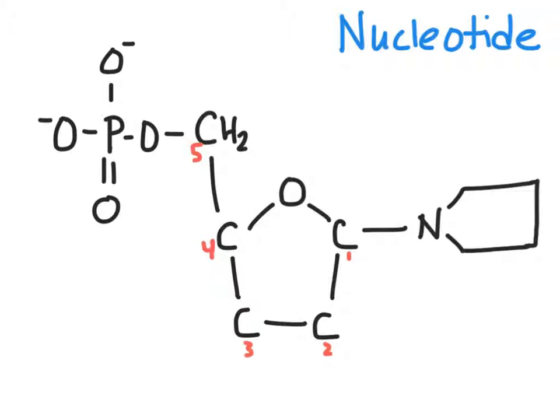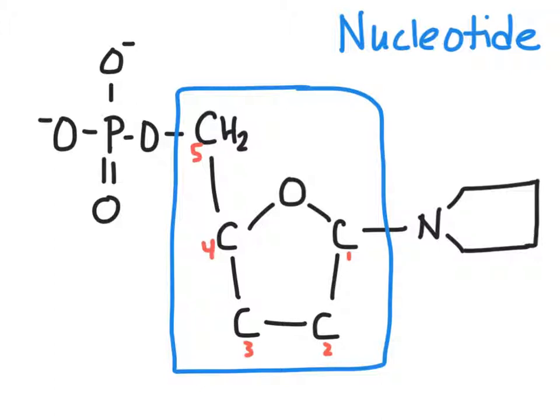Here's the basic structure of a DNA nucleotide, basically the monomer within the DNA molecule. The first thing we notice in the center is our deoxyribose sugar, and that is a pentose sugar, pentose standing for 5. We can see that we have 1, 2, 3, 4, 5 carbons, and that gives us our pentose sugar, a 5 carbon sugar.